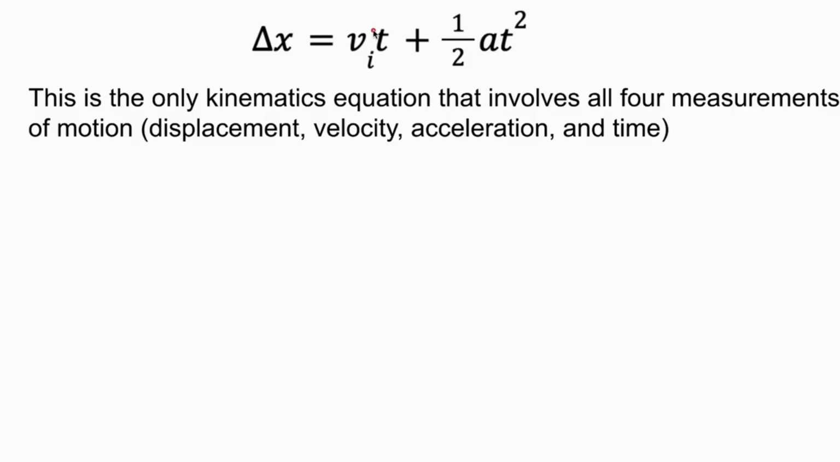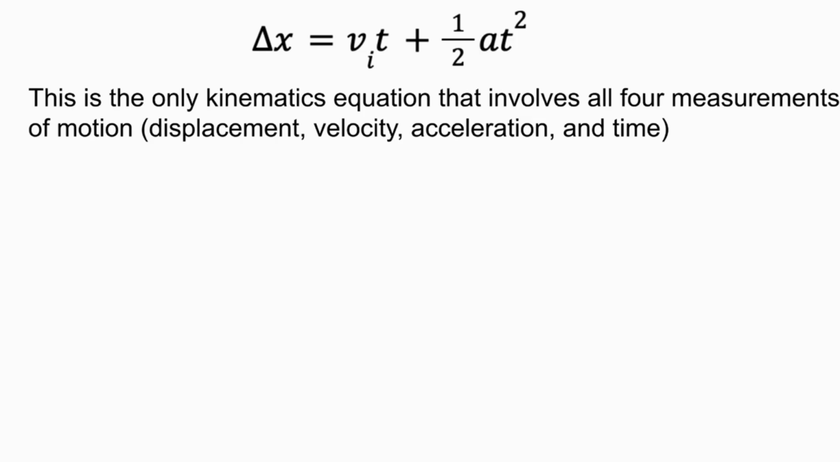This brings us to our last kinematics equation. It's the one to use when all 4 kinematics variables are present and accounted for. So we have displacement, we've got velocity, we've got time, and we've got acceleration. This is a useful equation. I have my students use it in lab when we're doing, say, ballistics problems.